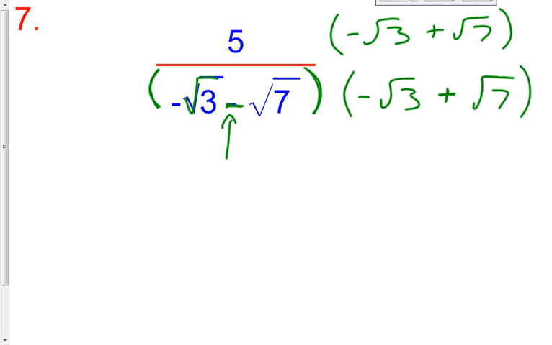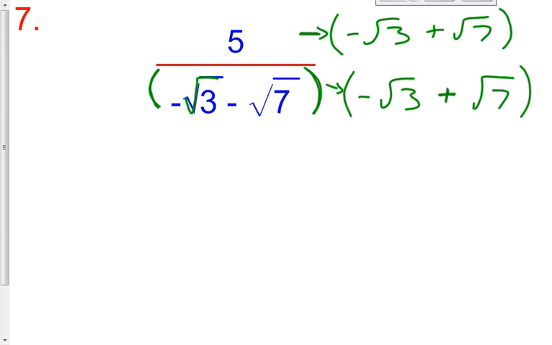Make sure this one is the exact same as this one, because you're multiplying both the top and the bottom by the exact same thing. Now I want to be very clear on this. You only change the sign in between the two terms. You don't change this sign. This sign still remains negative. Okay? So when you multiply by the conjugate, only change that middle sign.